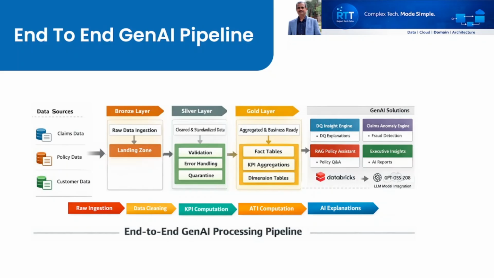Finally, this processed data is used for analytics, reporting, and Gen AI solutions. So in simple terms, the data flows from the data source to raw data, then to clean data, and then it moves further to business ready data, which is finally consumed as AI insights.